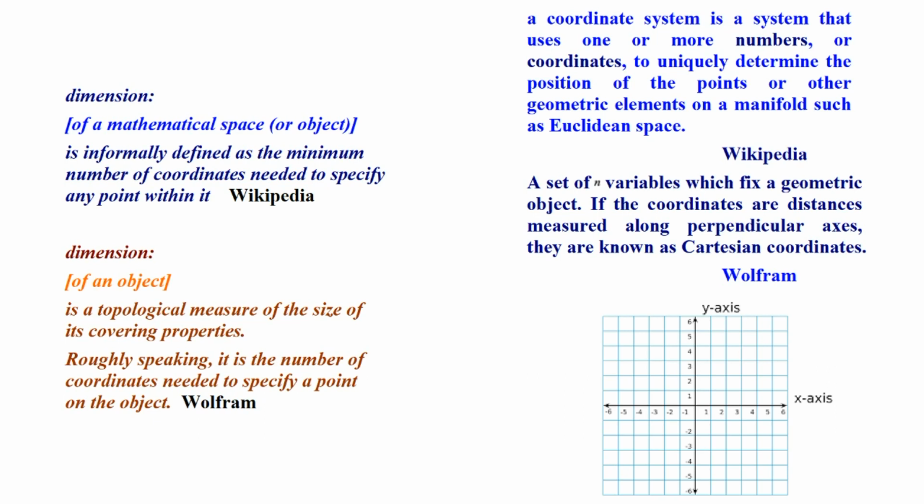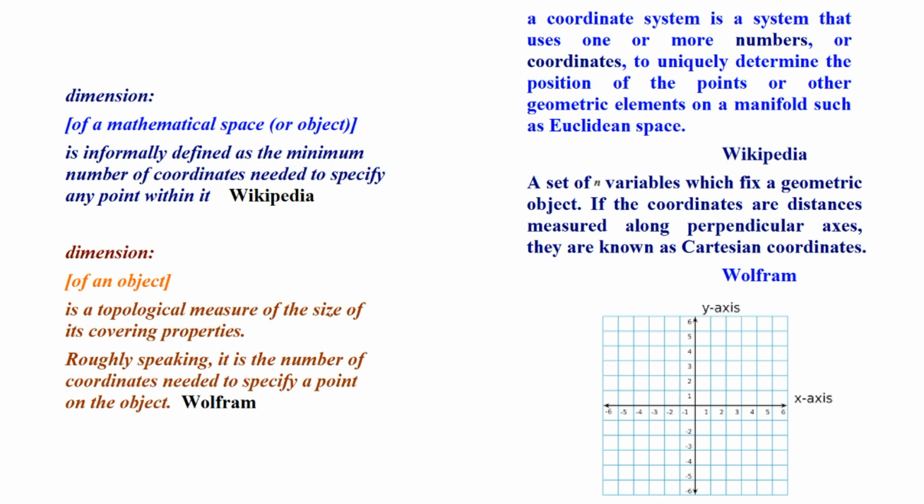And so a coordinate system is a system that uses one or more what? Numbers, or coordinates. So what is a coordinate? It's a number, to uniquely determine the position of the point or other geometric element on a manifold such as Euclidean space. So what do they say? They say it's the same thing. It's the number of numbers needed to specify a point. That's essentially what a coordinate and a dimension is. They're synonyms. There's no difference between the word coordinate and the word dimension according to these people.